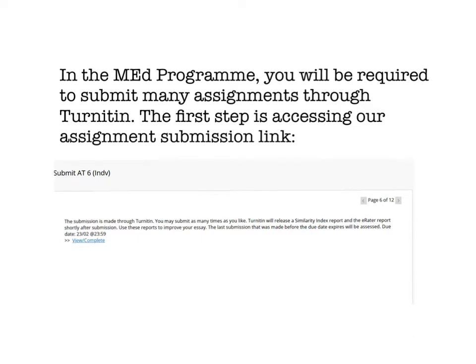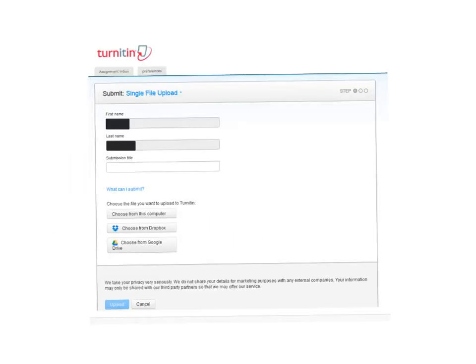When logged into Blackboard, you will need to access your submission link. You'll see that there is a link that says View or Complete. Click on that link. Then an upload page will appear. Your name and surname will already be filled in on the page. You simply need to add a submission title and upload your assignment from wherever you saved it on your computer. Then click Upload.